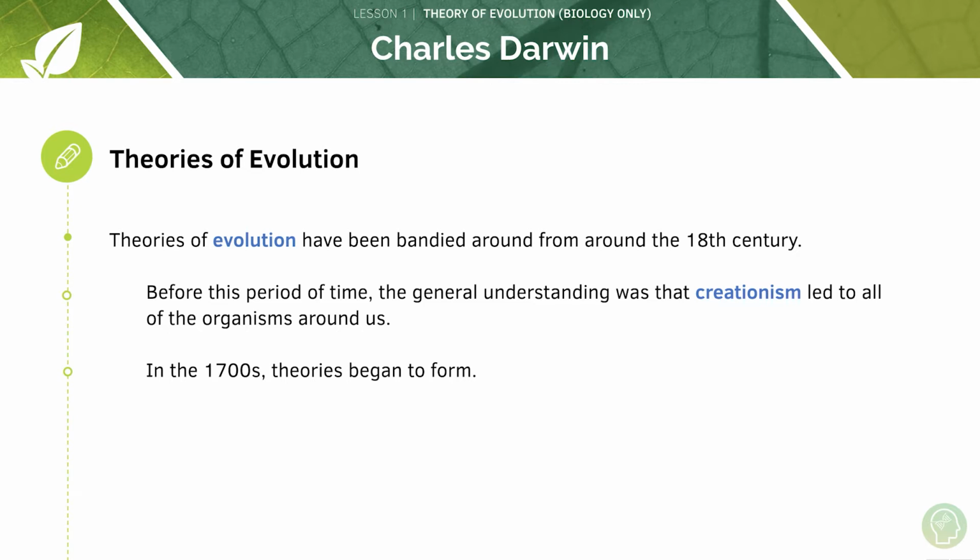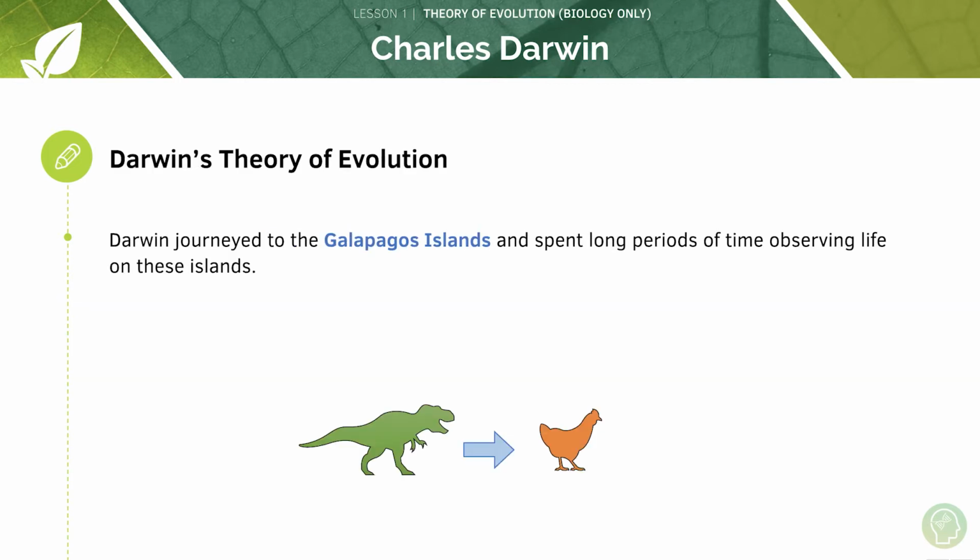But in the 1700s, further theories began to form. The current theory that we follow is that of Charles Darwin. Darwin journeyed to the Galapagos Islands and spent long periods of time observing life on these islands, and he used the information that he had spent his life collecting to compile his observations, and he then proposed the theory of natural selection.